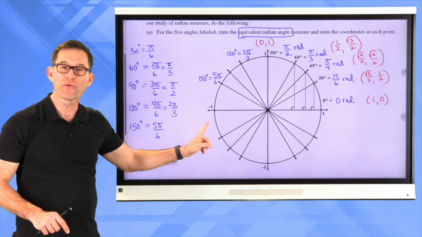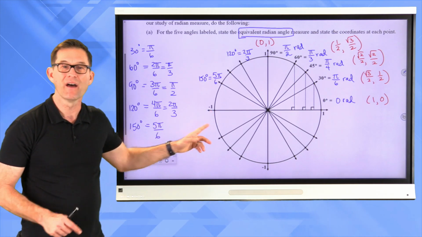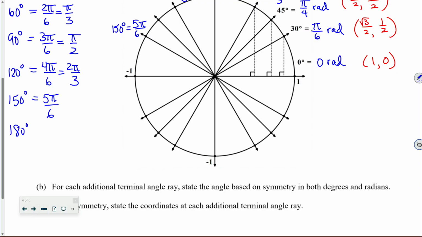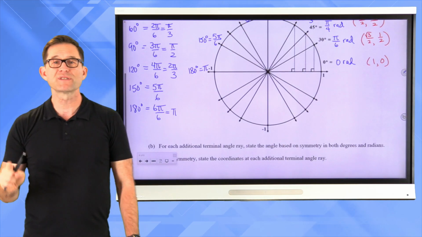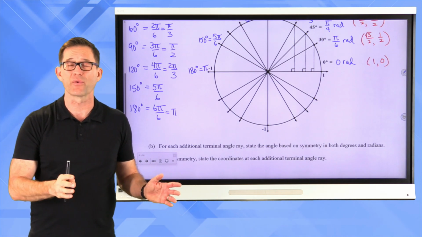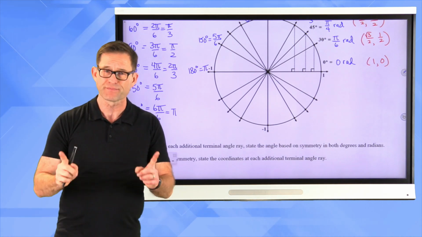Now if I add another 30 on there, right, I'm at 180. Right? And 180 degrees now is 6 pi over 6, which is just pi. And we're sitting right here. 180 degrees, which is pi radians. Probably the most important of all in terms of those angles, right? 180 degrees is equal to pi radians.